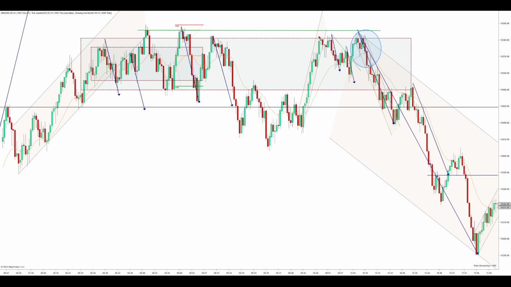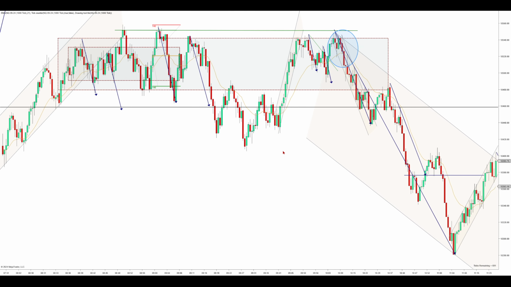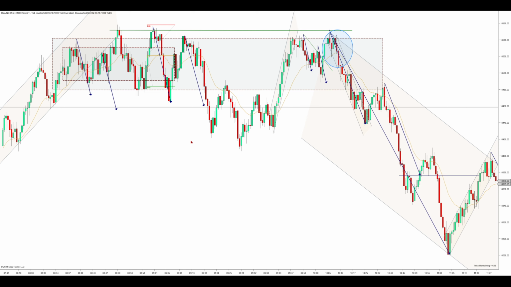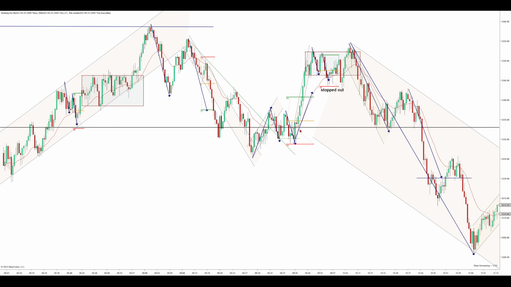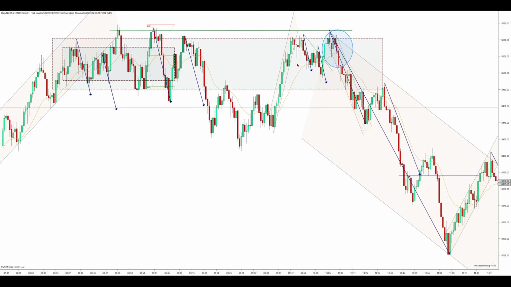Now, it does end up taking off just like it does on the ES, but I generally don't like to trade one market based off of the other. So that's why I only entered it on the ES here. So anyway, we push on up here.